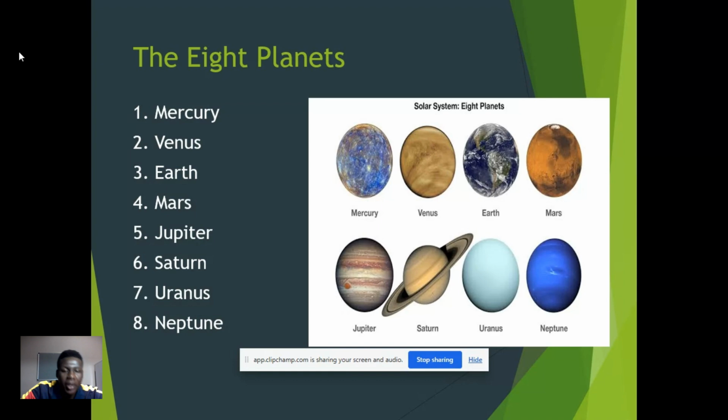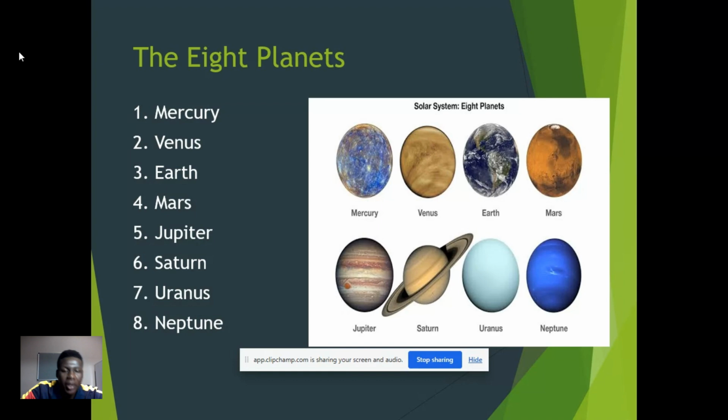In our solar system, this is the order that we use, starting from Mercury, Venus, Earth, Mars, Jupiter, Saturn, Uranus, and Neptune. The four innermost planets are Mercury, Venus, Earth, and Mars. You can even see them on the diagram below.